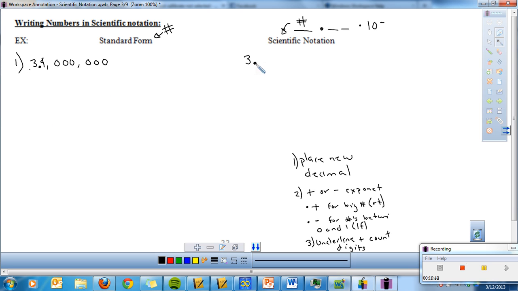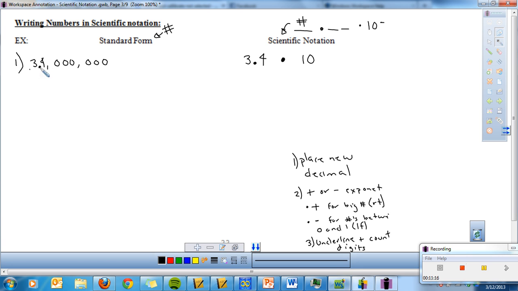So our number is going to be 3.4. As soon as you hit zeros, and after those zeros there's no more numbers, you're not going to list the zeros. You're just going to put 3.4. Okay? So we're going to use a multiplication symbol. Next, we need to determine whether we're going to use a positive exponent or a negative exponent. Is this going to be 10 to the positive number or 10 to the negative number? This is a big number, right? This is not a number between 0 and 1. This is a big number. We're going to use a positive exponent.